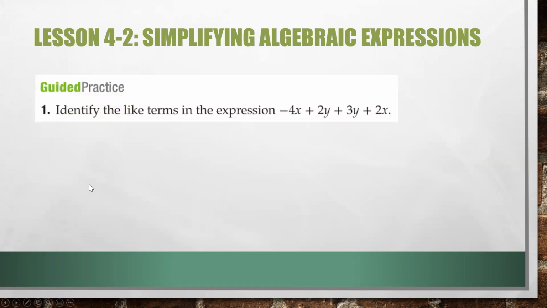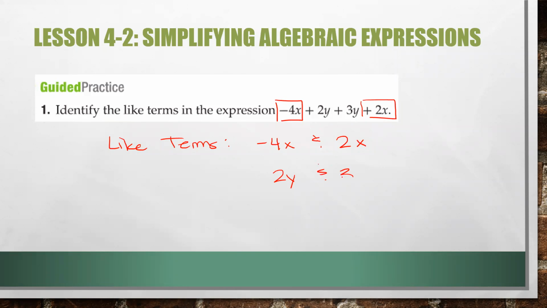So let's look at a couple of these. It says identify the like terms in the expression. So we have negative 4x and 2x. So the like terms would be negative 4x and 2x. Another set of like terms would be 2y and 3y. Those are our like terms. Now here it's just asking you to identify them. I didn't say to simplify, so that's all you need to do right there.